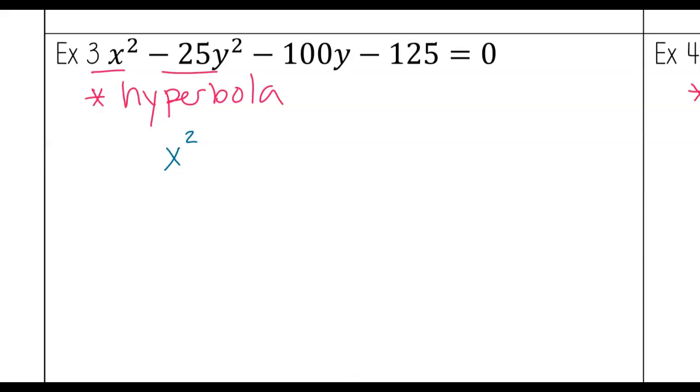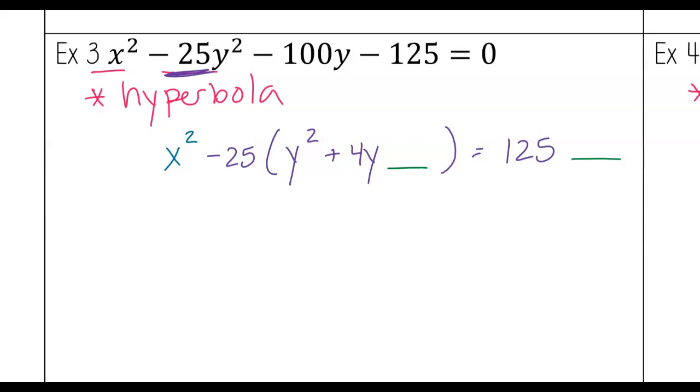Now notice I have an a value on the y squared term. I need to pull this a value off of my y's because otherwise I can't complete the square. So I'm dividing negative 25 out of y squared, and I just get y squared. And I'm dividing negative 25 off of negative 100y, and I get a positive 4y. And I leave a space to complete my square, move the 125 to the other side. And what value do I need to add in to the y quadratic to complete the square?